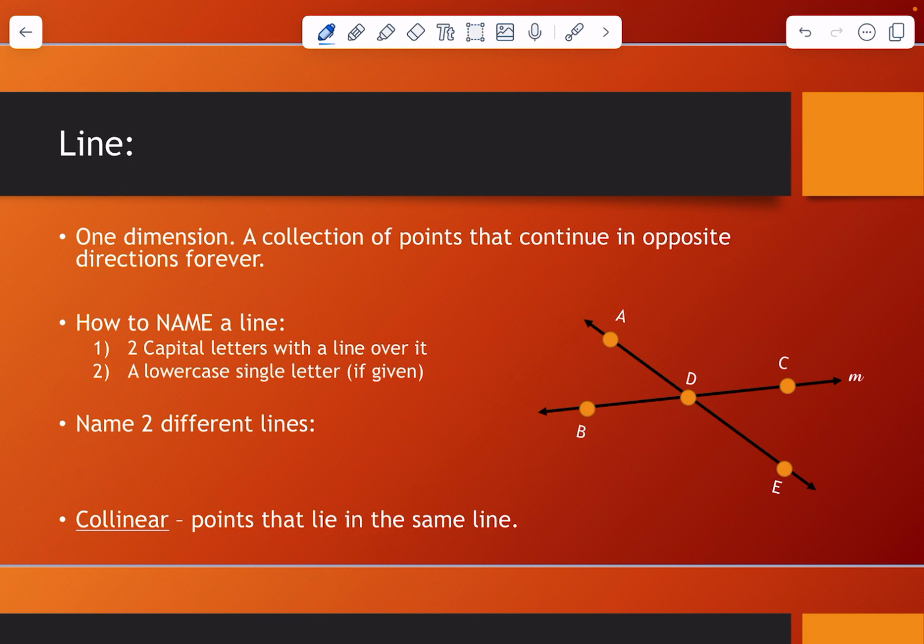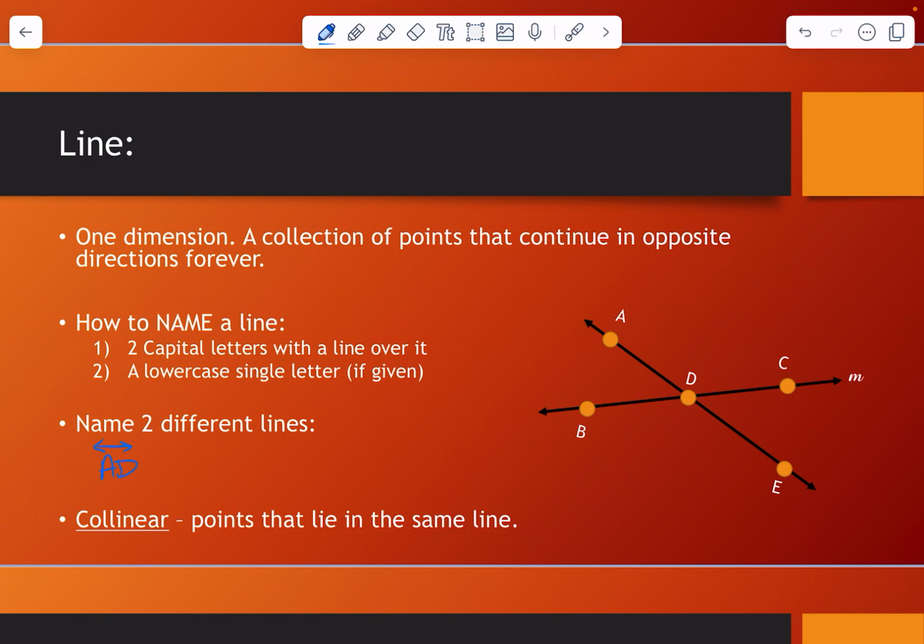Now, there are 2 ways that we name a line. One is 2 capital printed letters with a line over it. The second is a lowercase single letter, but we can only use that if it is given. And that lowercase single letter should be in cursive. So if I look over here at the diagram and I want to name 2 different lines, for example, I could do line AD. Notice I draw a line over the top. It has arrows on both ends.